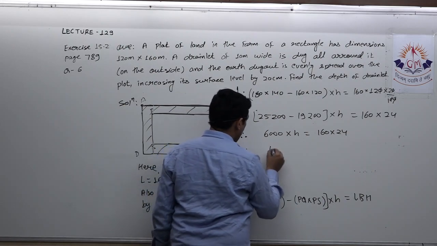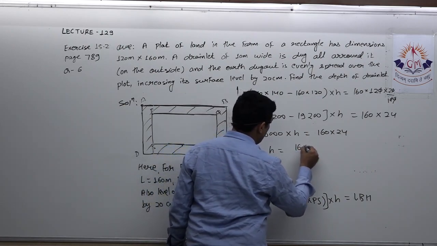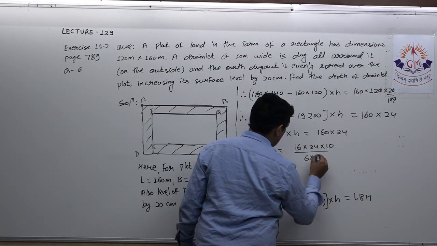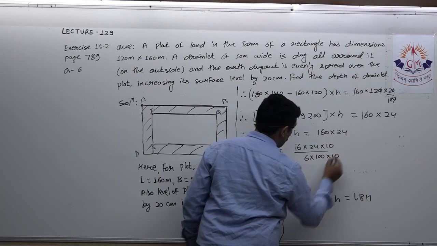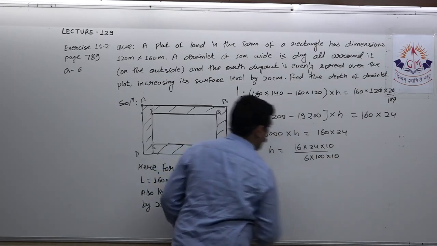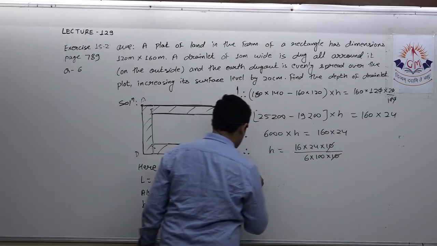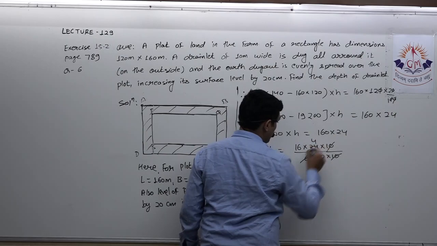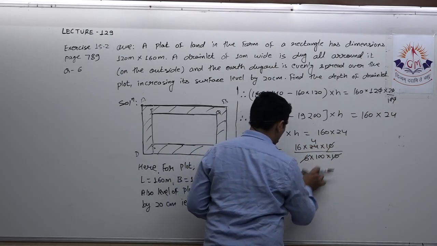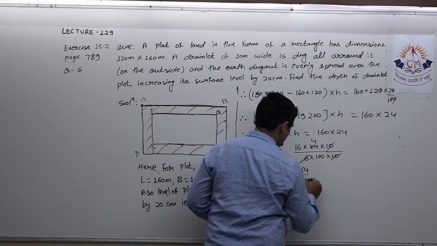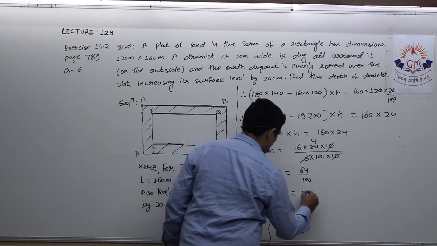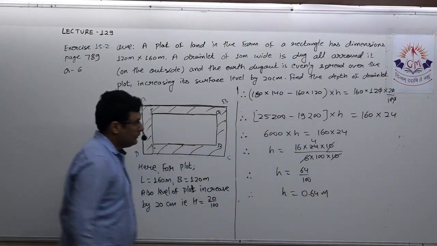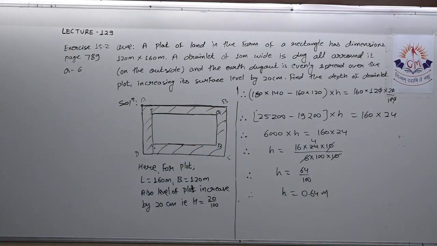So here h is equal to 16 into 24 into 10 upon 6 into 100 into 10. Now this 10 and 10 I can cancel out directly. h is equal to 64 upon 100. Therefore, h is equal to 0.64 meters. So this is the final answer. Please note it down. Then we will see the next question.